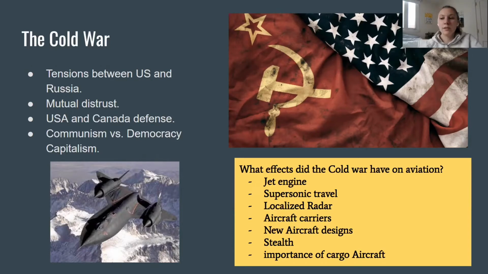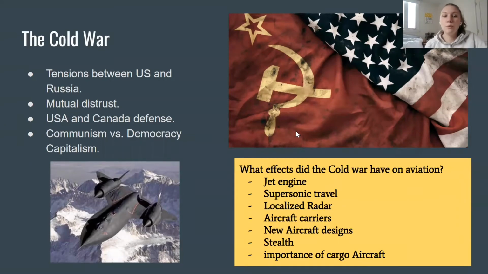Both of these countries had very powerful military forces, including nuclear bombs, which we'll speak about later on. So this created mutual distrust. Therefore, the Americans and the Canadians needed to put in place a defense mechanism that would warn them of an attempted attack on Canada or the United States.